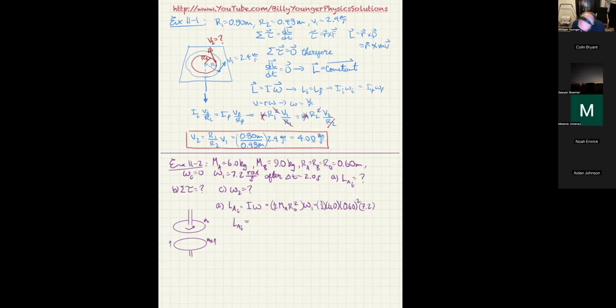So when I go to calculate that, it's 0.5 times 6 times 0.6 times 0.6 times 7.2. That gives me 7.776. The units here turn out to be a kilogram for the mass, a meter squared for the r squared, so that's kilogram meter squared, and then a radian, which isn't truly a unit, it's just a pure number, so we can leave that off. So we're going to get kilogram meter squared per second.